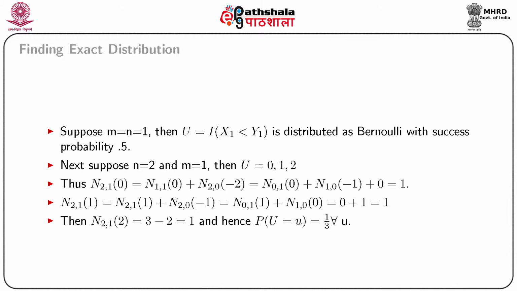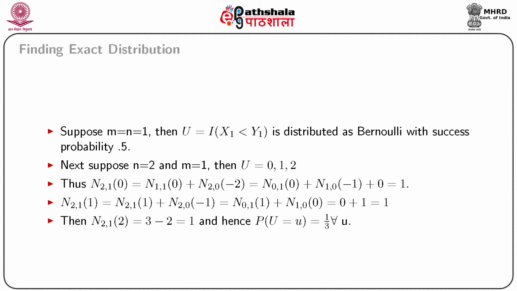Next, suppose n equal to 2 and m equal to 1. Then, U takes the values 0, 1 and 2. Using the recursion relation, we find that N_{2,1}(0) is nothing but the sum N_{1,1}(0) plus N_{2,0}(0-2). Now, N_{2,0}(0-2) equal to 0 as u is always non-negative. Again, applying recursion on N_{1,1}(0), we get N_{0,1}(0) plus N_{1,0}(0-1). And since N_{1,0}(0-1) equal to 0, we have N_{0,1}(0) equal to 1 and we get N_{2,1}(0) equal to 1. Next, consider N_{2,1}(1), which is the sum N_{1,1}(1) plus N_{2,0}(1-1).